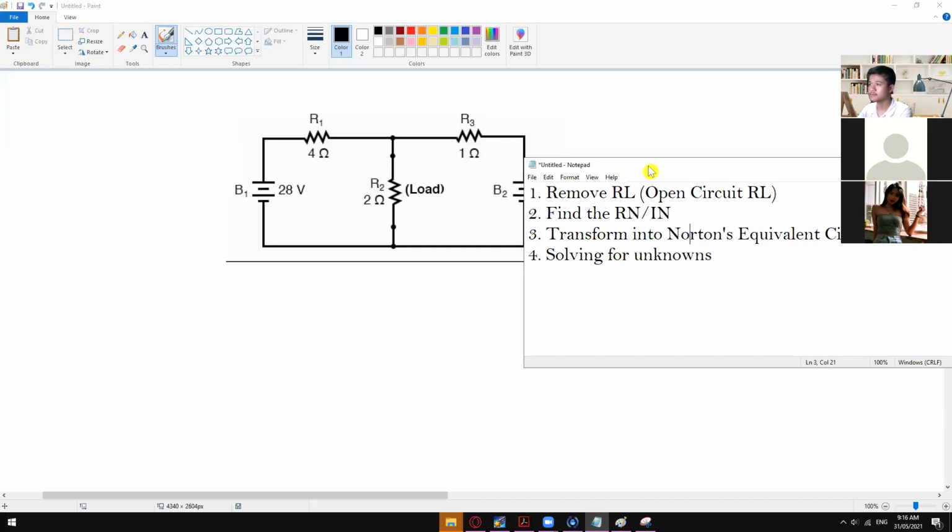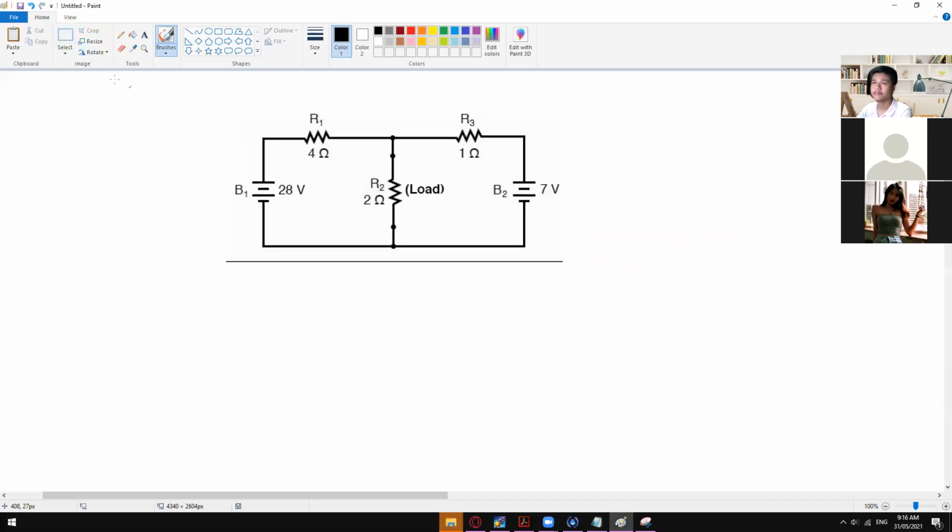Okay, so the first step is we have to remove the RL, or make it open. Then after that, we have to short circuit everything, or remove the sources. So short circuit for the voltages, and then open circuit for the current. So remove this one, and then remove this one also.